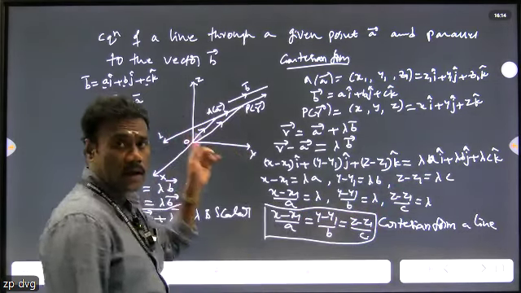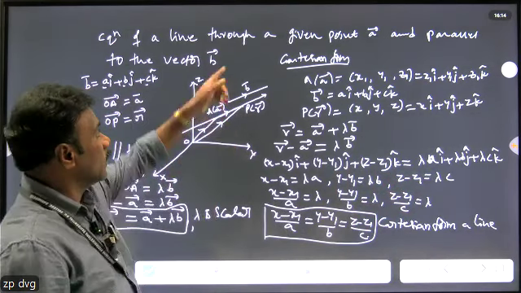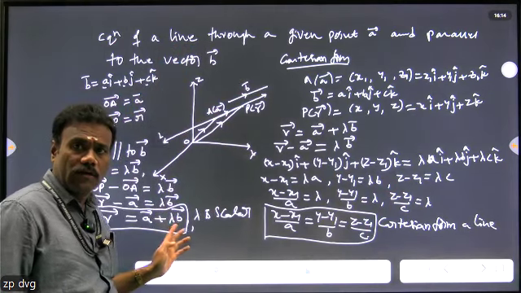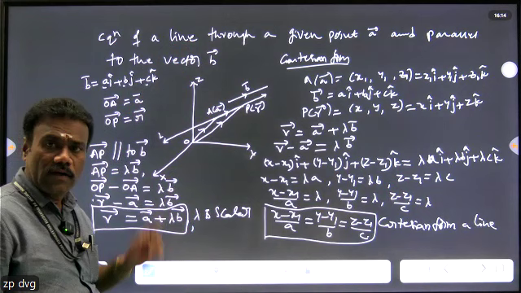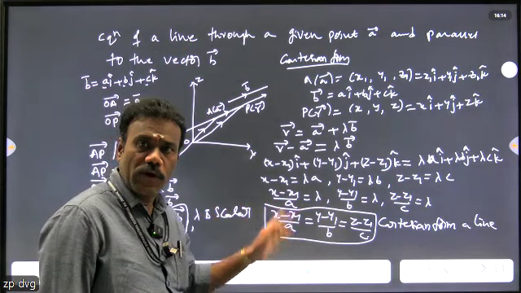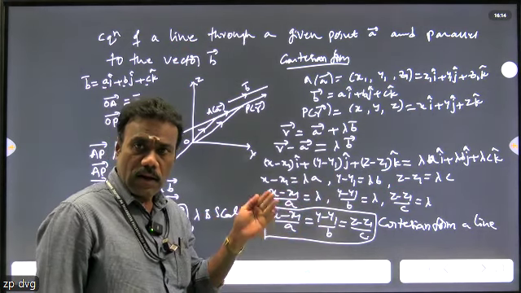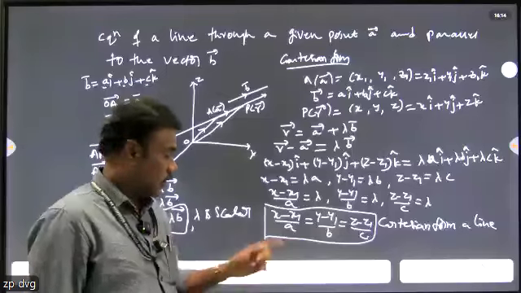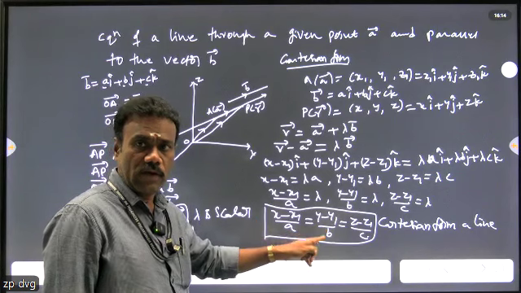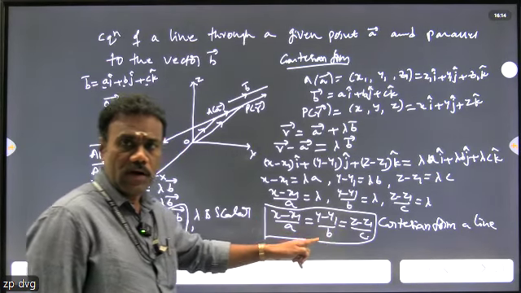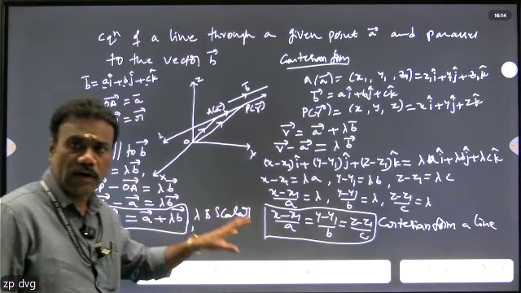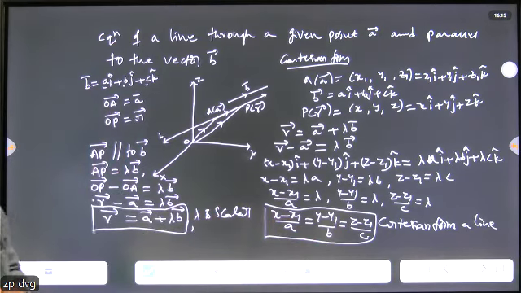So the equation of a line in space passing through a given point a bar and parallel to the vector b bar is, in vector form, r bar is equal to a bar plus lambda b bar, where lambda is a scalar. And in Cartesian form, if the line is passing through the point x1, y1, z1 and having direction ratios a, b, c, then the equation of the line is (x minus x1) by a is equal to (y minus y1) by b is equal to (z minus z1) by c. So this is the equation of a line in both vector form and Cartesian form, right?